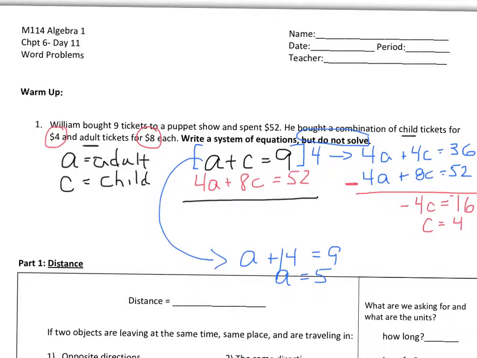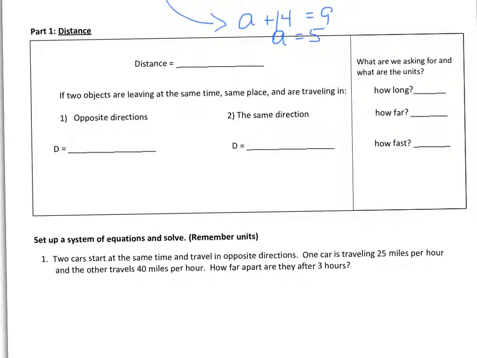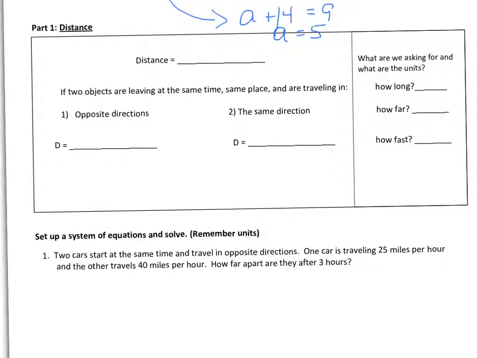All right. The problems today, at least the first few, are not going to involve a system. We can actually solve these without two equations, and I'll show you how to do that. So basically, we have to remember that distance is equal to rate times time, or in other words, D equals RT.